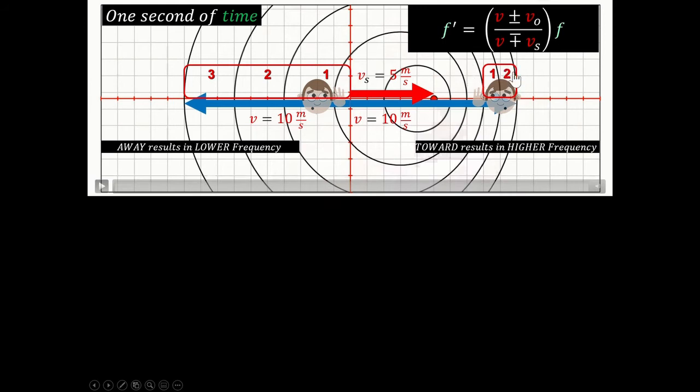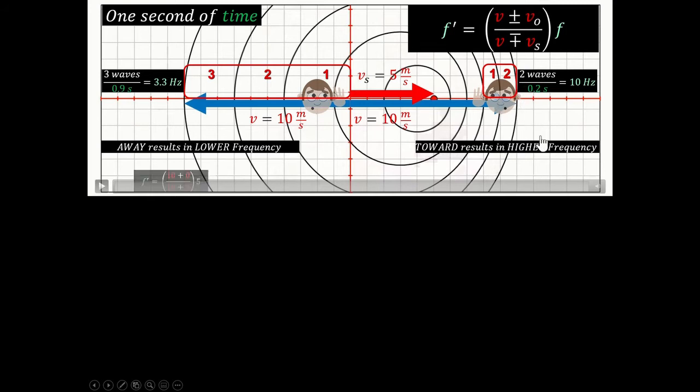They only heard 2 waves in the last 0.2 seconds. Remember, one of these waves travels each square in 1/10 of a second. So this observer heard 2 waves in 2/10 of a second. That's the equivalent of 10 hertz. If they had heard it for 1 whole second, then they would have had 10 waves.